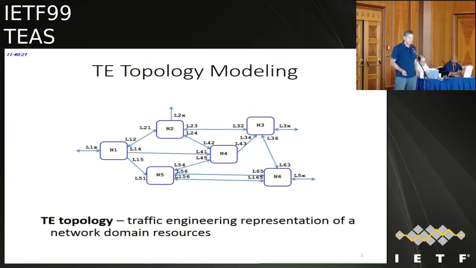Let's start with the T topology modeling. This is the general view of T topology, which could be defined as a graphical traffic engineering representation of the resources of a particular network domain. The model has four basic building blocks on which it is based: a node, a link, a termination point, and a tunnel termination point.